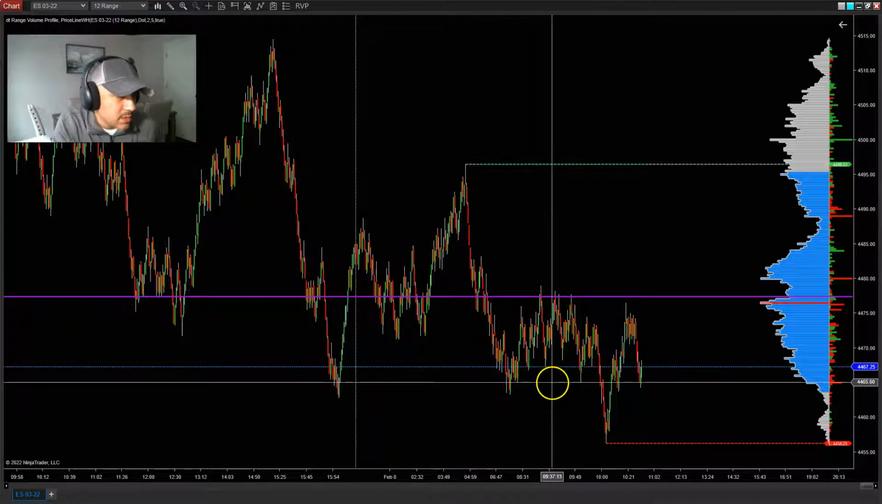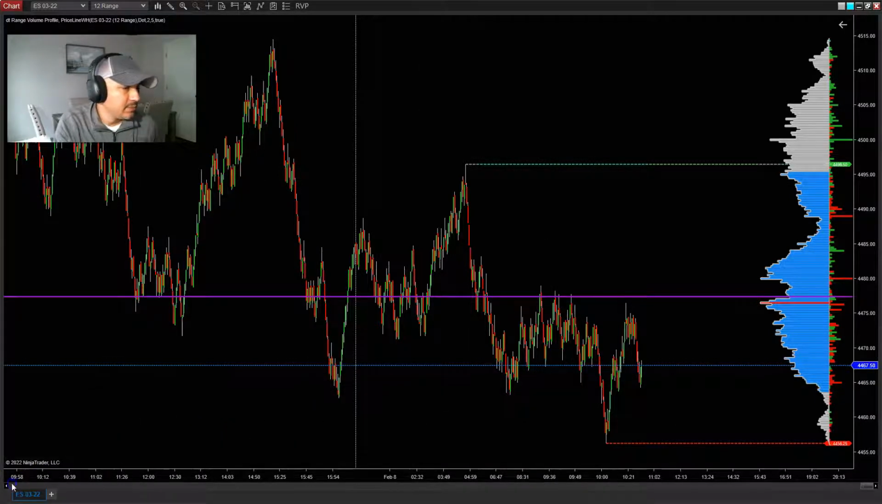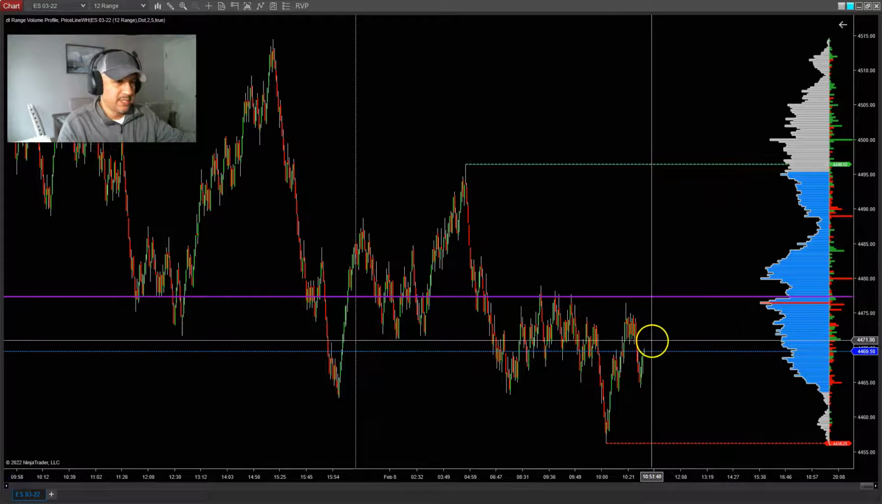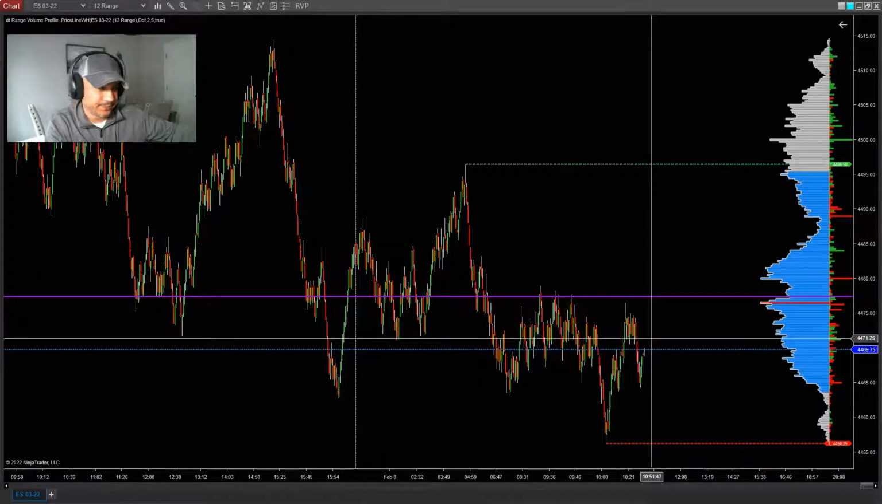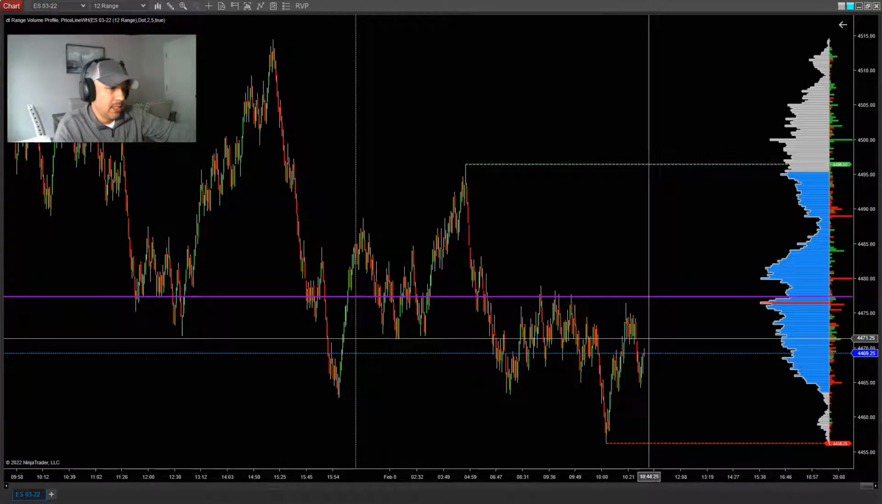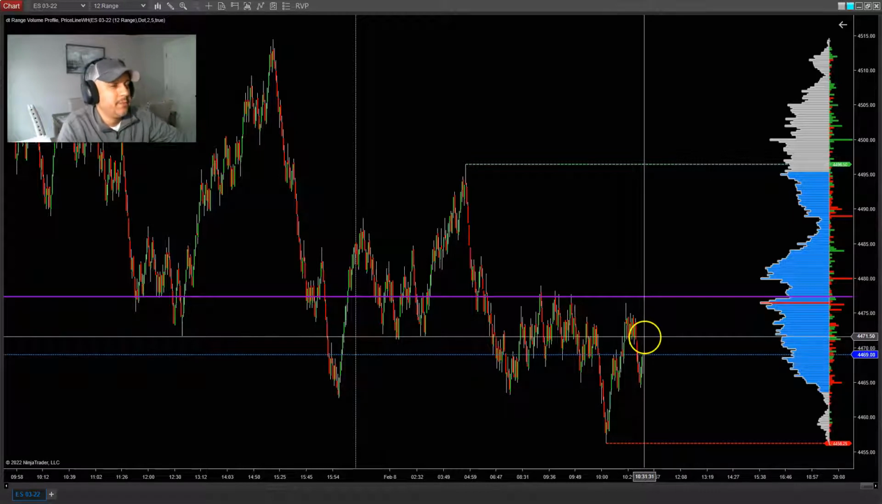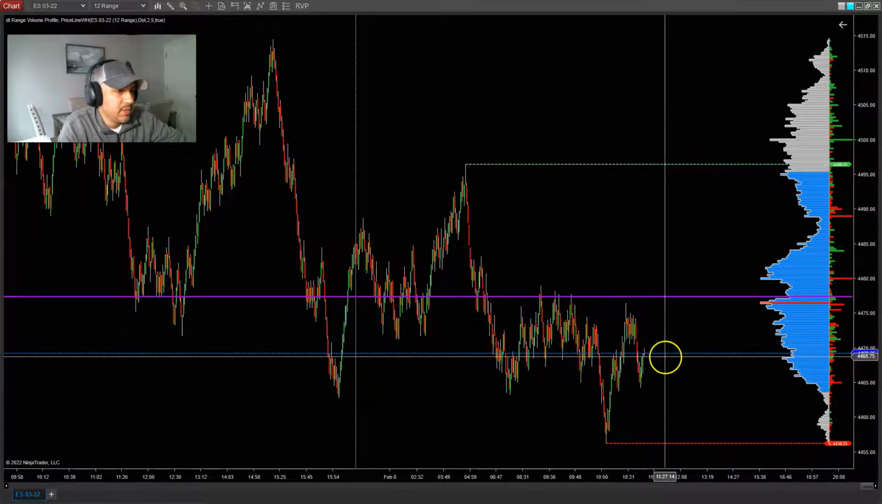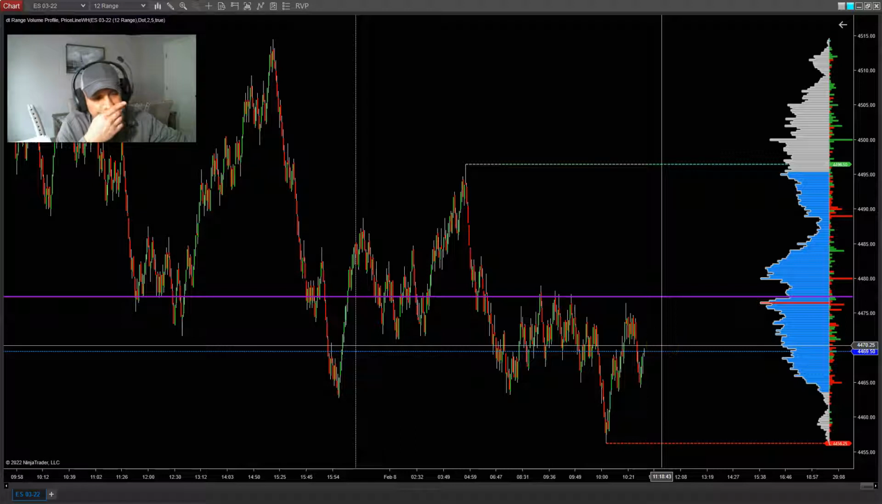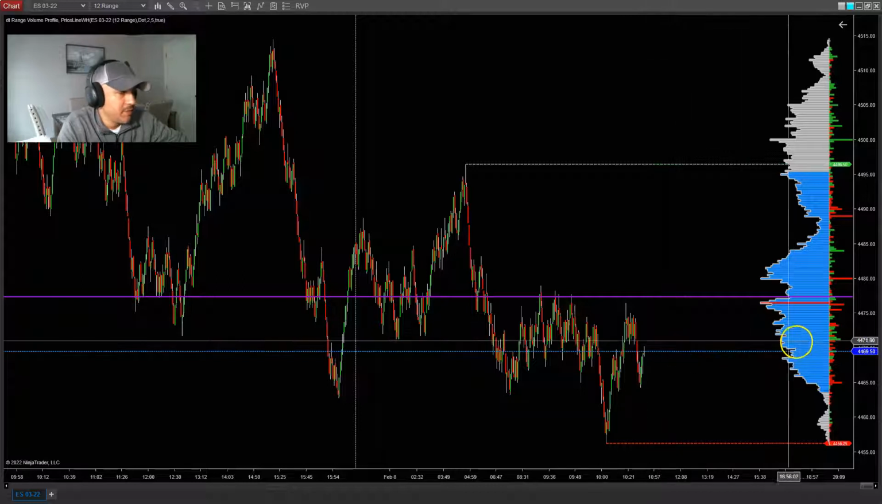Let's see what happens. All right, let's see if price can pull back to this area here. And I don't know, we'll see. Don't like what it's doing. Honestly, I'm not 100% sure what it's trying to do.